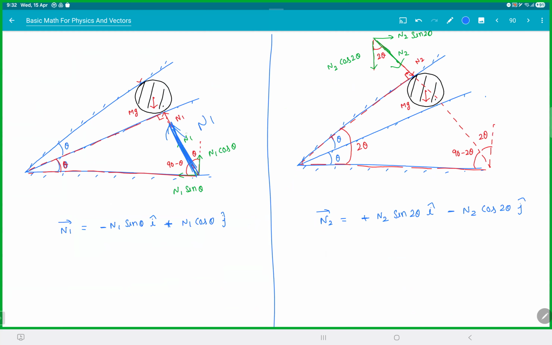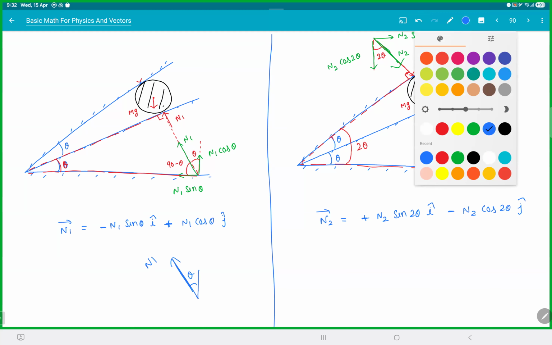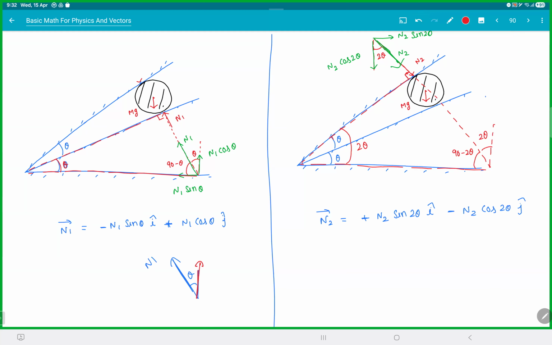N1 is pointing this way, no? So this is theta, isn't it? So this is the adjacent side, N1 cos theta. This is the opposite side, N1 sin theta. The angles are confusing. See, this was N1. This was theta. So how will we take components? Which is the adjacent side? This one. N1 cos theta. This is the opposite side, N1 sin theta. I know there are a lot of angles that you have to be a little careful with.